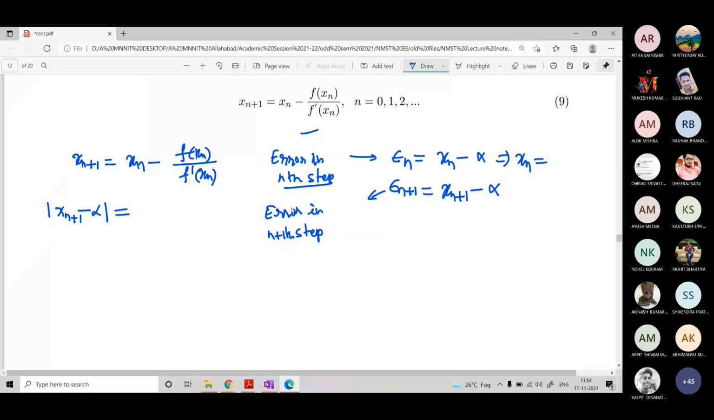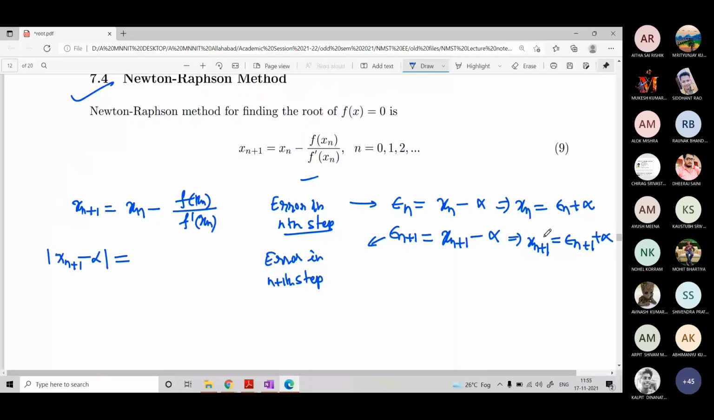Epsilon n plus alpha. What is x n plus 1? Epsilon n plus 1 plus alpha. Is it not? So you see those values are replaced. x n plus 1 is replaced with epsilon n plus 1 plus alpha, and x n is replaced with epsilon n plus alpha. You see those values are replaced here.